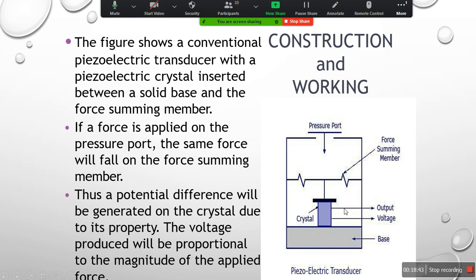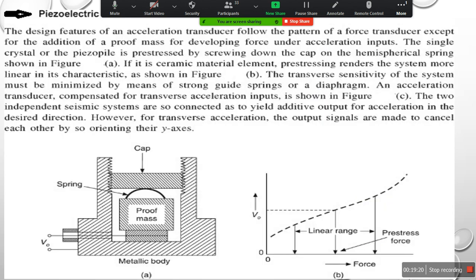That is nothing but measuring the force. The voltage produced is proportional to the magnitude of the applied force. As I just showed you in terms of charge, Q is directly proportional to F. Here also, instead of charge Q, we are applying force, and the voltage produced is proportional to its magnitude. How much force you apply, that much output voltage you can draw from this crystal. So, clear? This is the construction and working of a piezoelectric transducer.